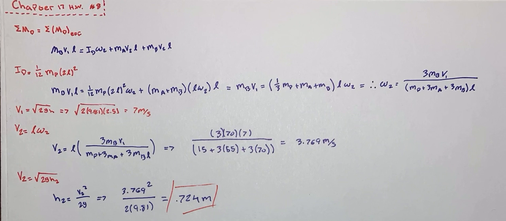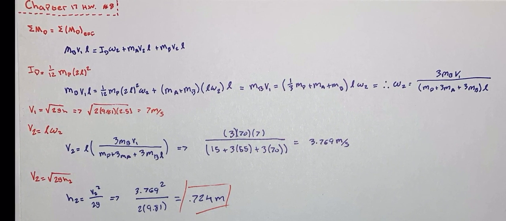Number 8, we have a plank of mass 15 kilograms that's resting on a pivot point, and a gymnast is standing on one side of the plank while another gymnast jumps from a height of 2.5 meters and strikes the plank, and we're supposed to determine the height to which gymnast A will rise.